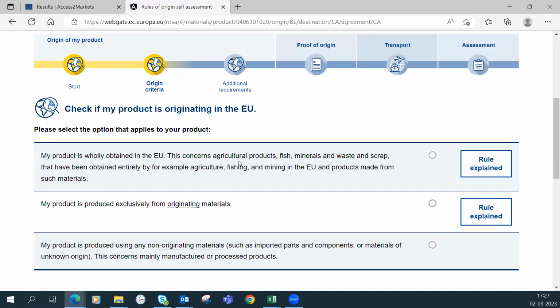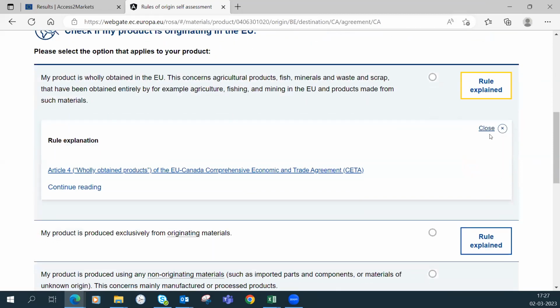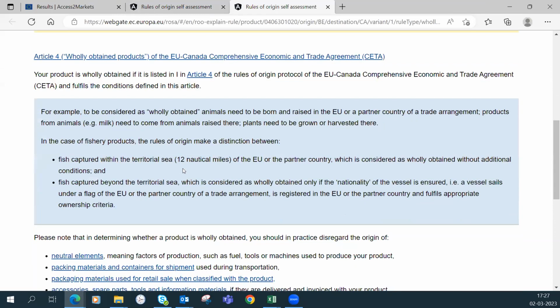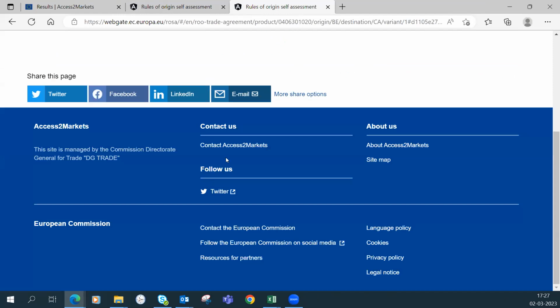What kind of origin criteria does your product fulfill? The first question is whether my product is wholly obtained, and the tool tells you that it concerns agricultural products, fish, minerals, and waste and scrap, and the products obtained from those products. So yes, cheese, it's probably an agri product. I'm not sure, so I go there and I have an explanation of what it means exactly. In this case, the machine tells you that if your product is listed in Article 4, then it's a wholly obtained product, and I can check.